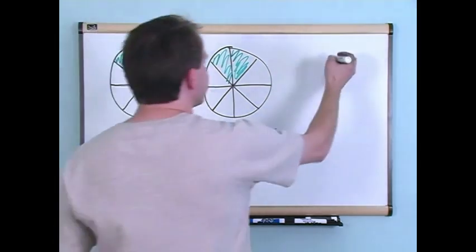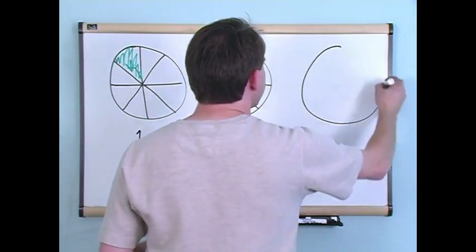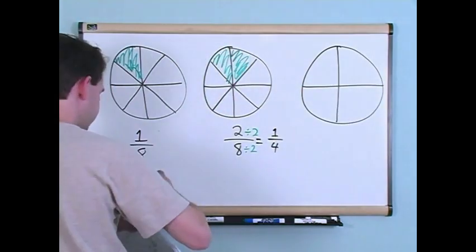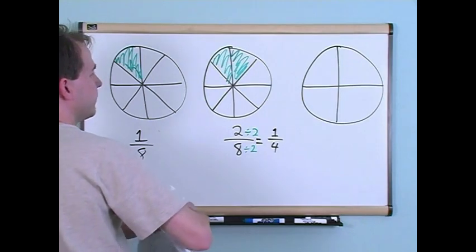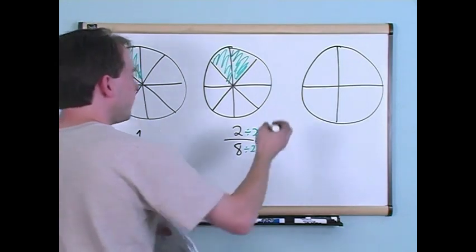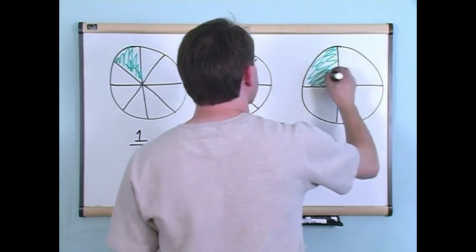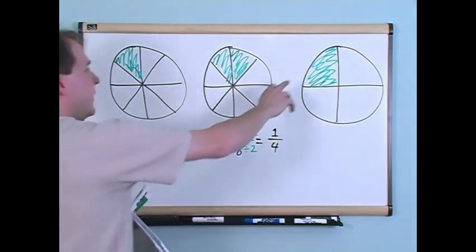Let's see if that's true. Let's draw another pie over here, and let's divide it into 4 pieces. And let's go ahead and take this and see if it makes sense. Here is my piece of the pie that I take right here. Okay? 1 piece out of 4.